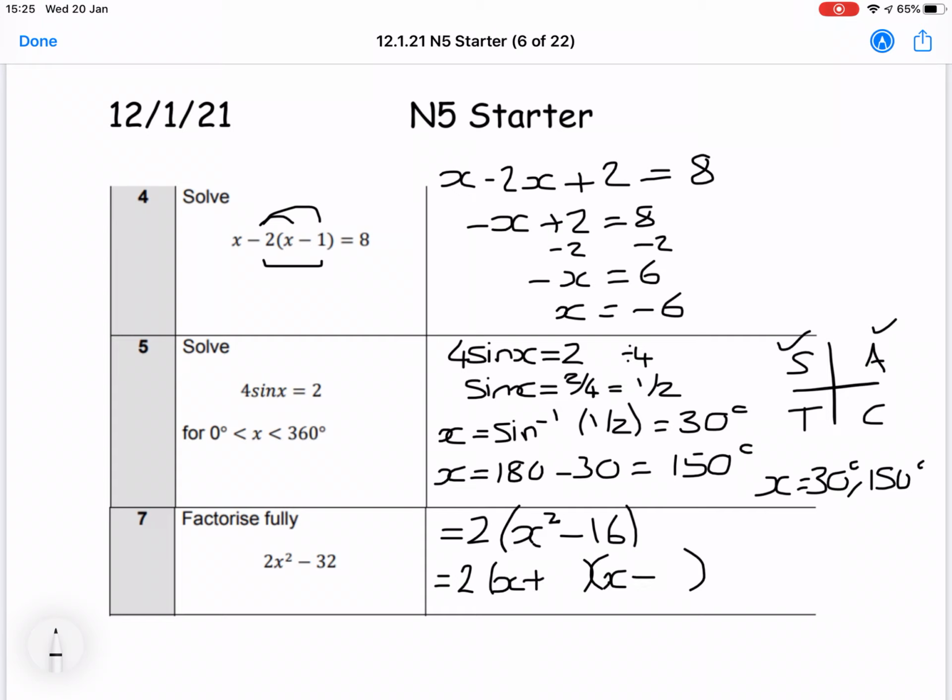It doesn't matter which way round. And then for 16, we would have a 4 and a 4. So 4 squared gives you 16. Okay, and that is that question complete.